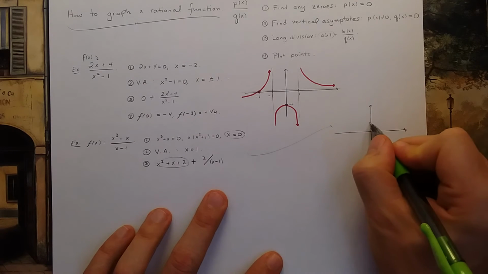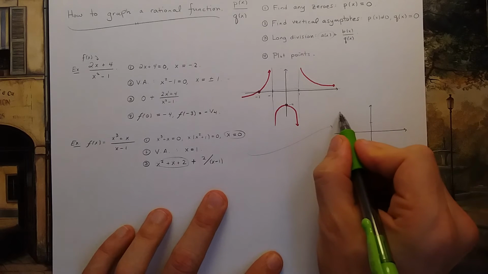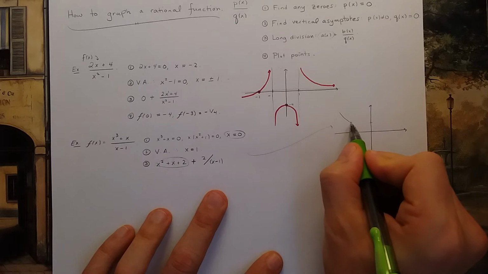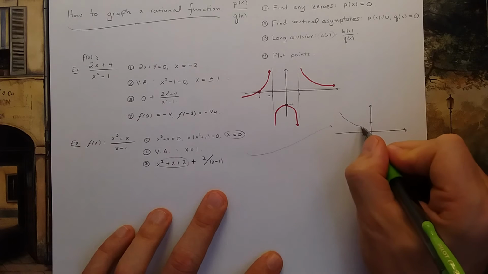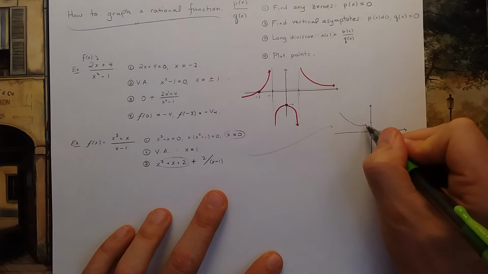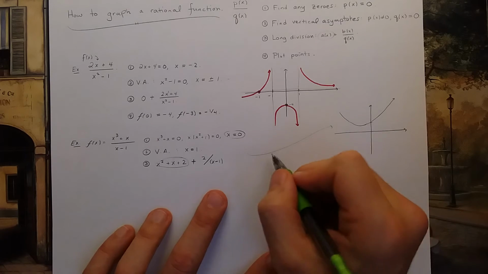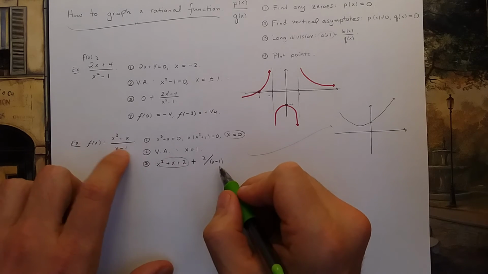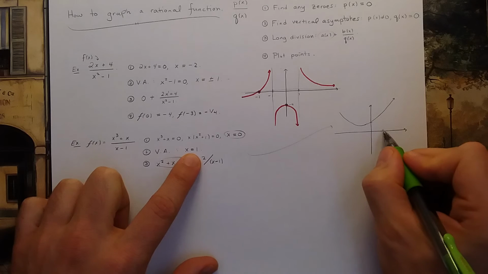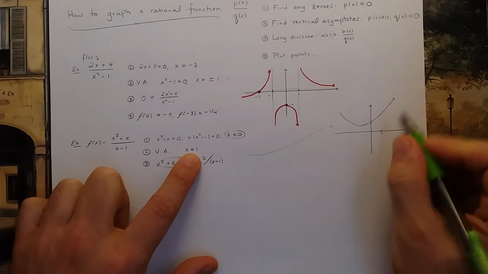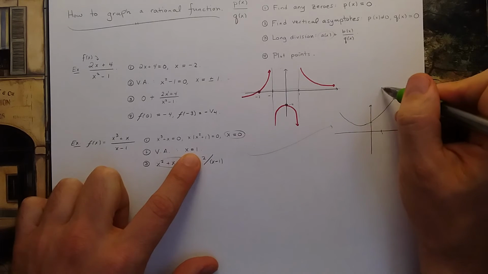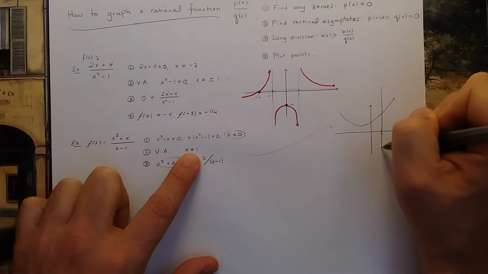So I get a parabola. The parabola is going to go like this. I believe the parabola has no real zeros, so it never crosses the x-axis, but goes like that. That's my guide parabola. And I also have the vertical asymptote at x equals 1. So here at 1, I get this kind of vertical asymptote.